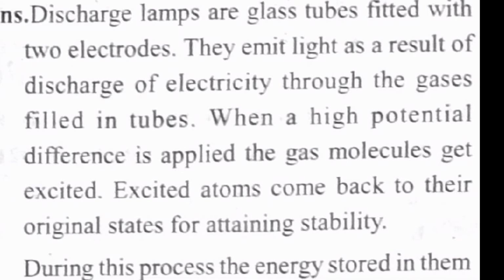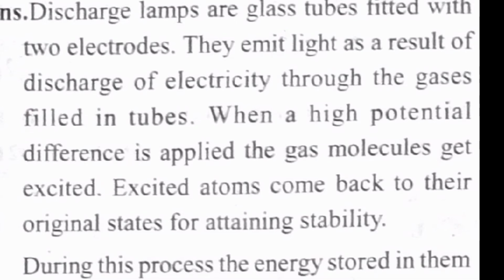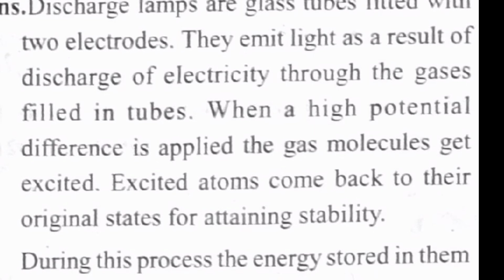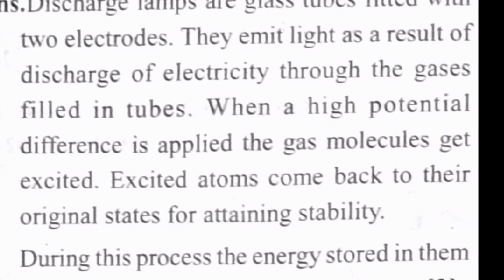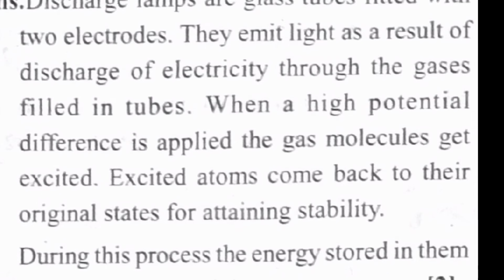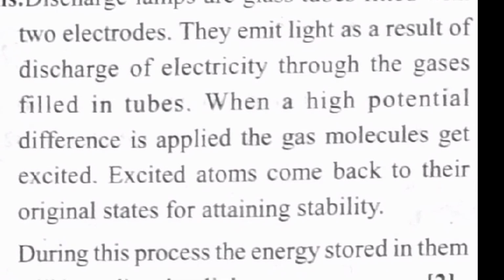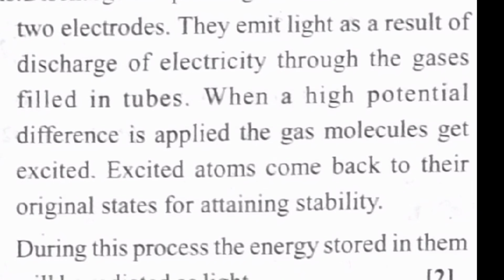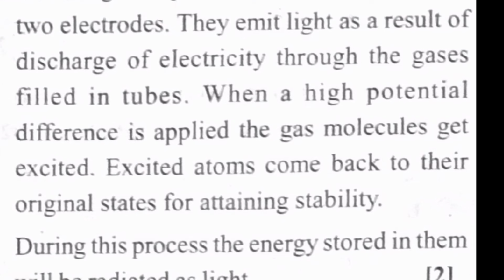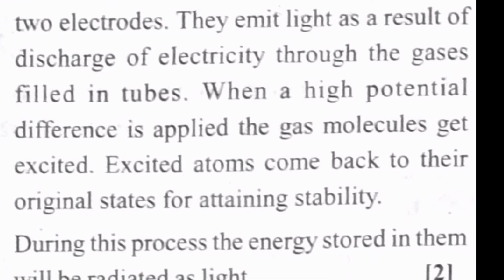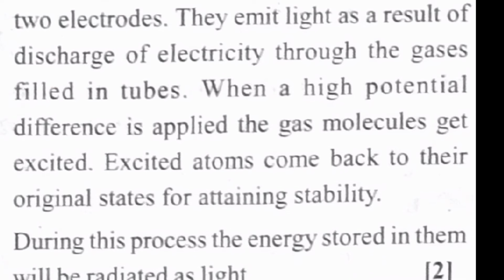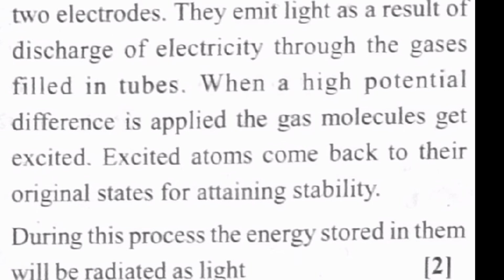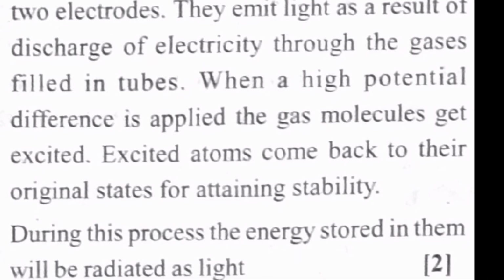Now we can answer, right? The discharge lamps are glass tubes fitted with 2 electrodes. They emit light as a result of discharge of electricity through the gases filled in tubes. When a high potential difference is applied, the gas molecules get excited. Excited atoms come back to their original states for attaining stability. During this process, the energy stored in them will be radiated as light. So this is the working of discharge lamps. Is it clear?